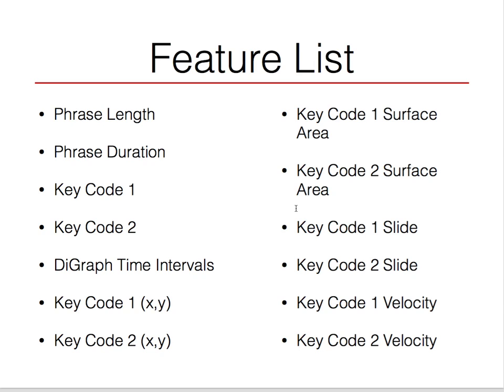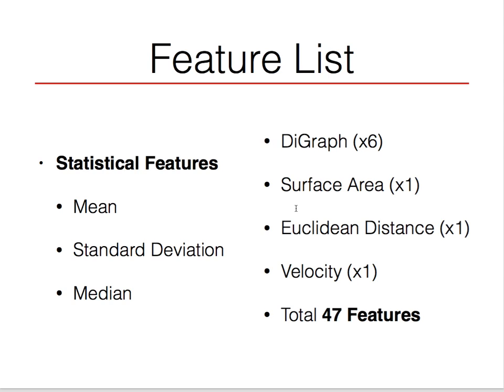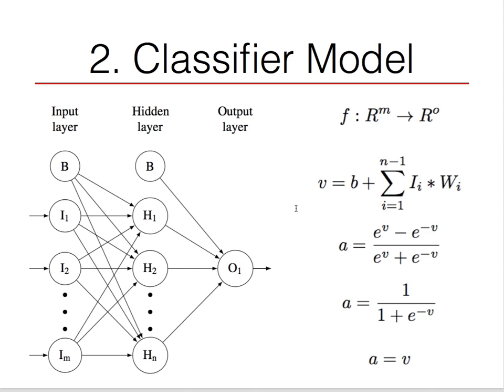From that, we could come up with 47 features, amongst which we have the phrase length, phrase duration, the keys, the digraphs, the XY position, the surface area when pressing down, the slide distance, the velocity, and we added also statistical features such as the mean, standard deviation, and median for the surface area, the slide, and velocity. We opted for a multi-layer perceptron neural network, and the target was a binary classification on whether the current user was the owner of the smartphone.